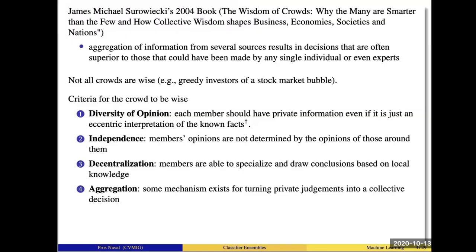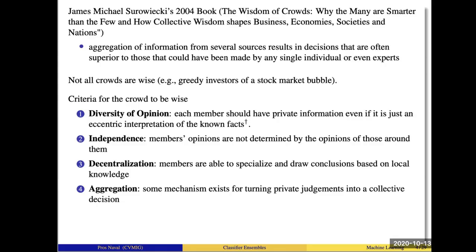Then decentralization. The members are able to specialize and draw conclusions based on local knowledge. Then finally, aggregation. Some mechanism exists for turning private judgments into a collective decision. For example, majority voting. It's just an example, not the only way, but it's actually the most common way to aggregate judgments in order to form a collective decision.